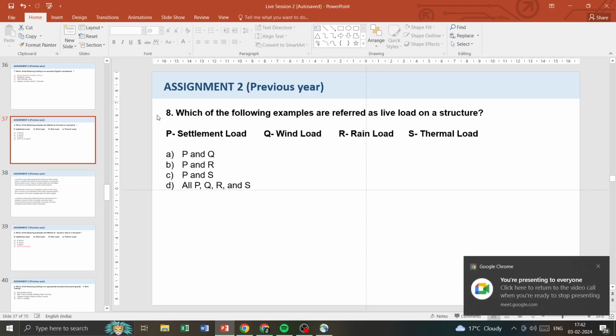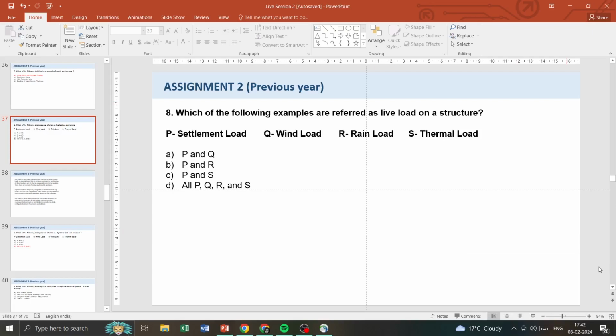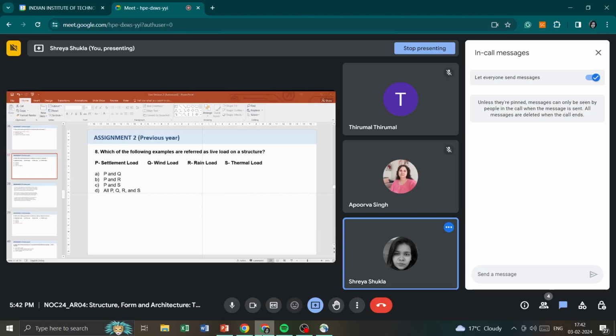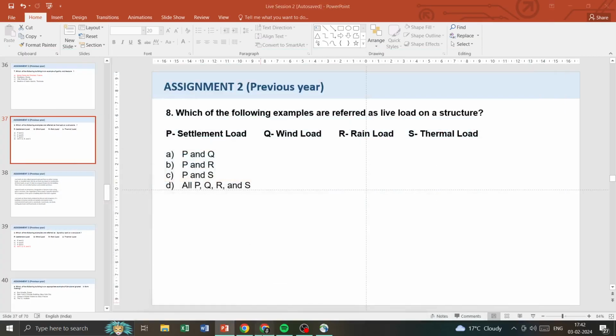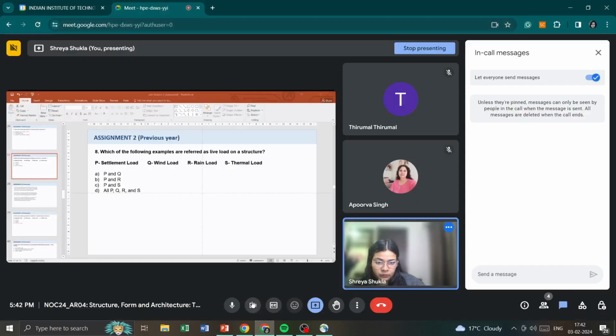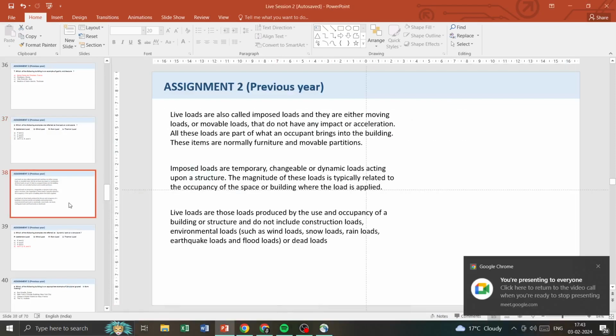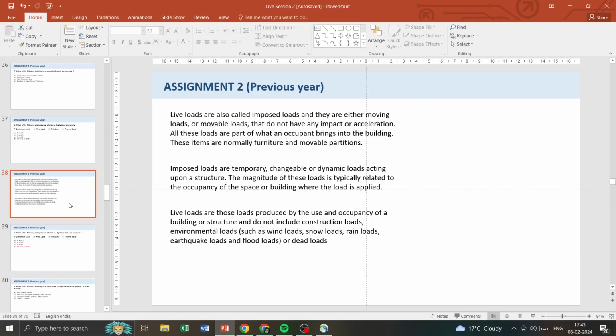Which of the following examples are referred to as live load on a structure? The options given are settlement load, wind load, rain load, and thermal load. So I'll explain what live loads are. Live loads are also called imposed loads, and they are either moving loads or movable loads and do not have any impact on acceleration. All these loads are part of what an occupant brings into the building.